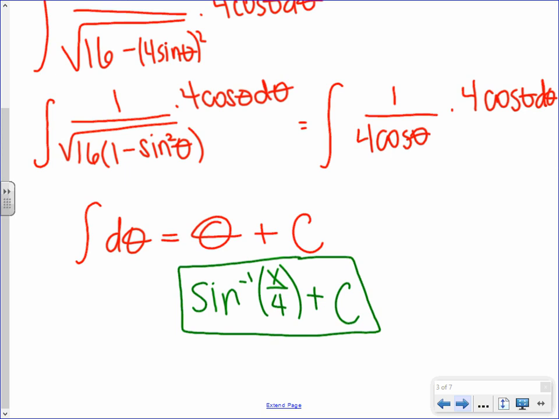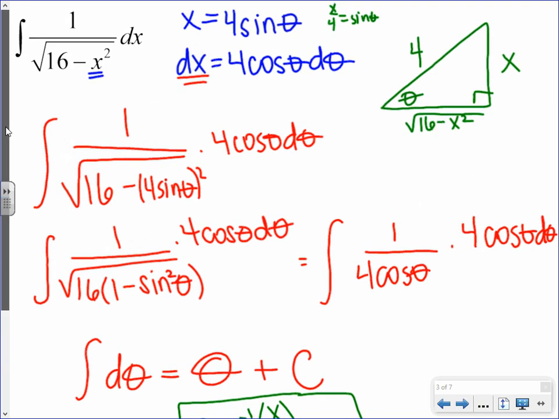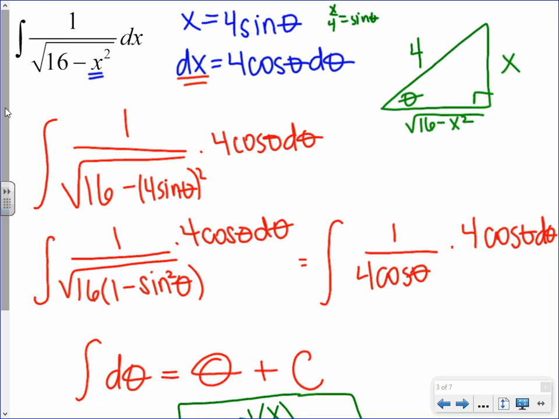Yes. What was the last step you did to get the inverse sine? Well, since the sine of theta is x over 4, then the inverse sine of x over 4 equals theta. Does that make sense? Okay.